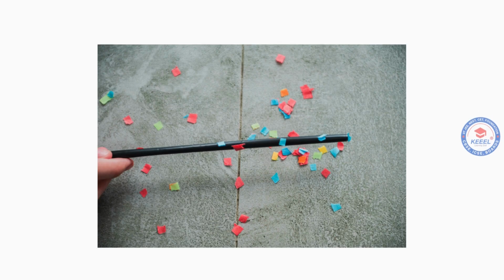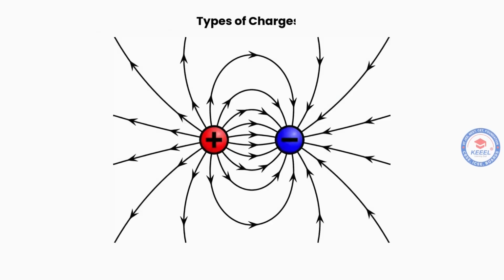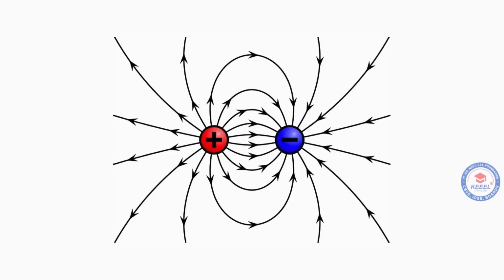Types of charges. There are two kinds of charges: positive charge and negative charge. And remember the rule: like charges repel, two positive or two negative charges push away from each other. Unlike charges attract, one positive and one negative pull toward each other.